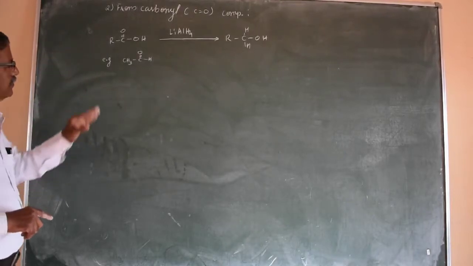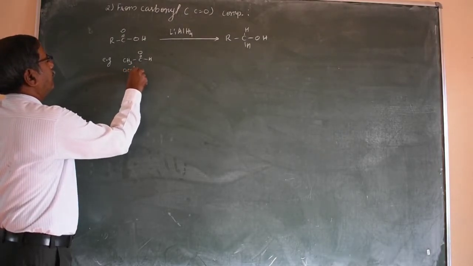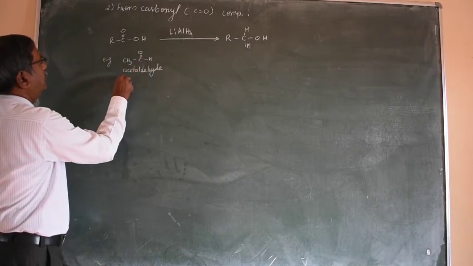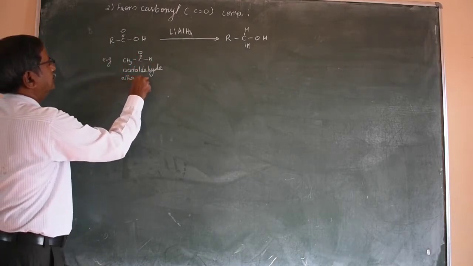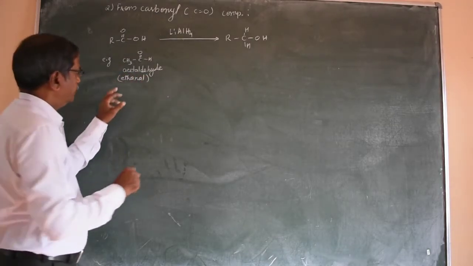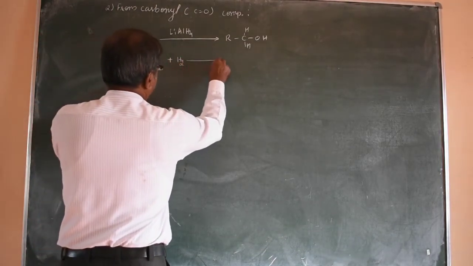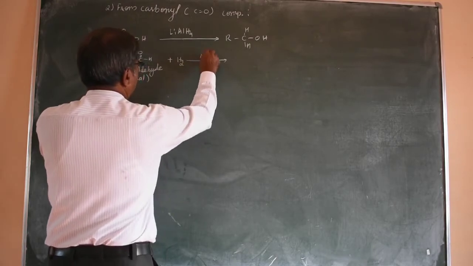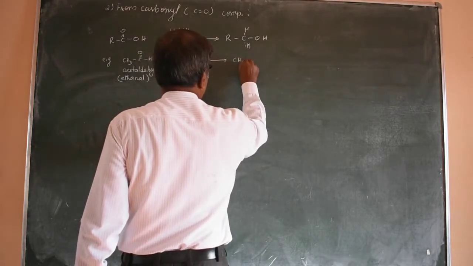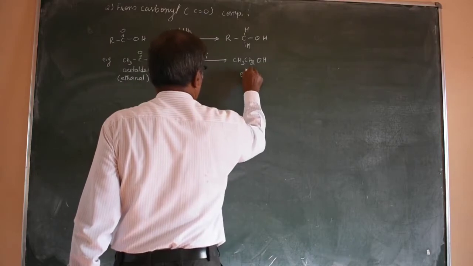So an example of an aldehyde is acetaldehyde, which according to IUPAC is called ethanal. We have two carbon atoms, so it is ethanal. It undergoes hydrogenation, that is reduction by hydrogen in the presence of a nickel catalyst. The product is CH3CH2OH. It is a 1 degree alcohol, or ethanol.